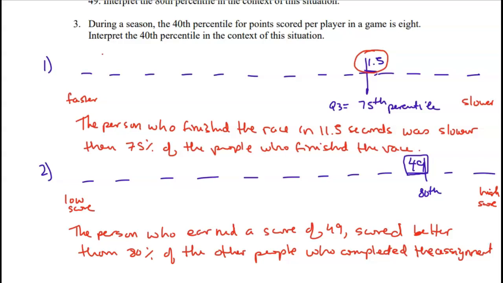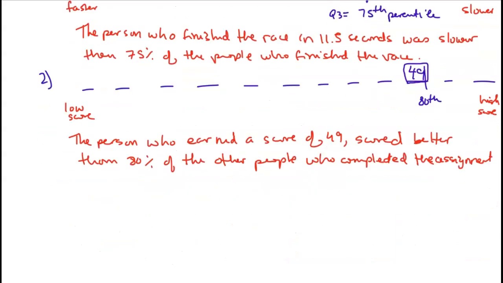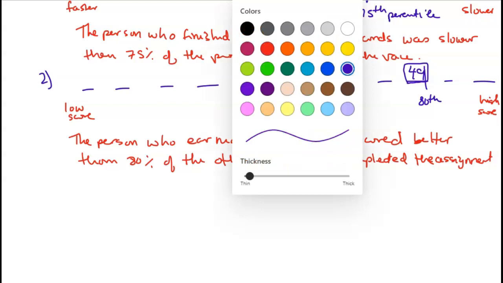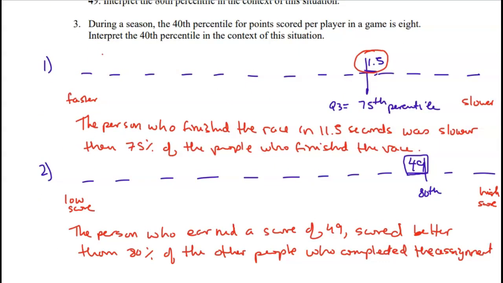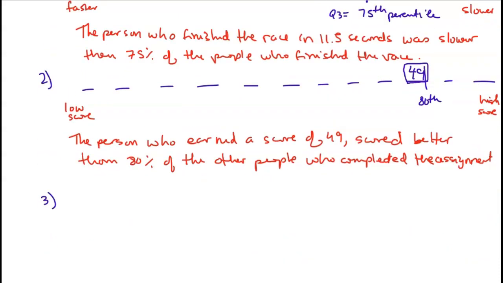Okay, let's look at number three. During a season, the 40th percentile for points scored per player in a game is 8. Interpret the 40th percentile in the context of the situation. Let's think of players that are playing a game. It could be basketball, it could be baseball, it could be darts or whatever. You could have however many players that you're keeping track of.